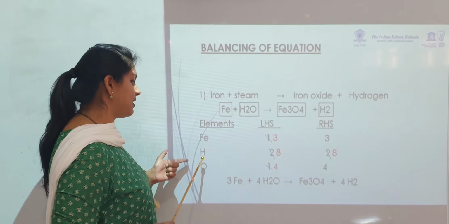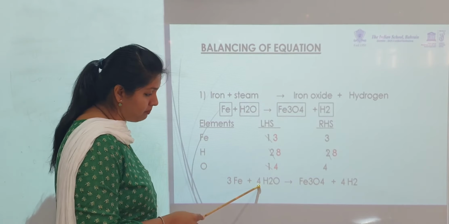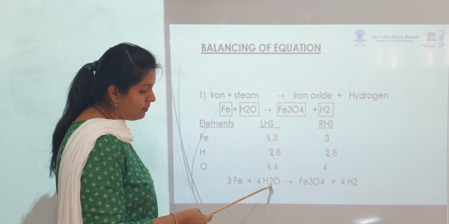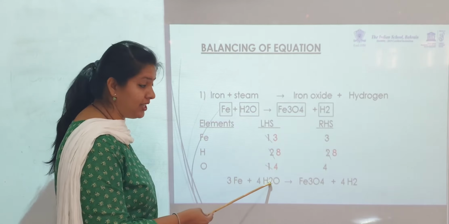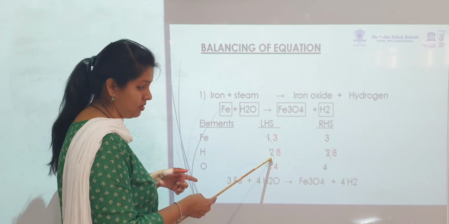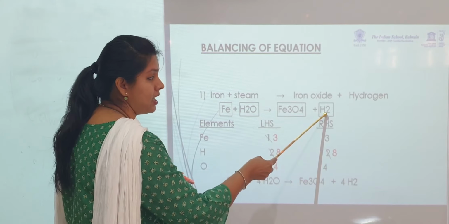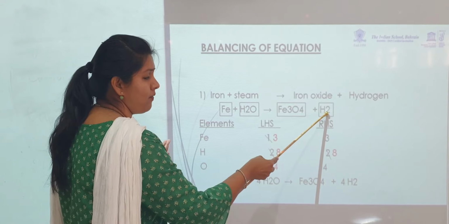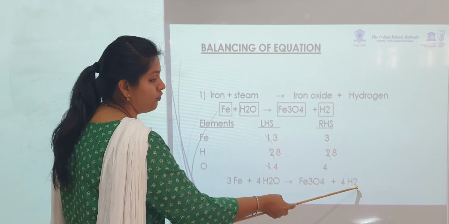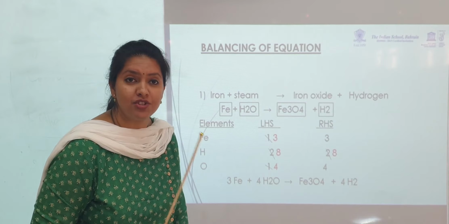The last element that is remaining is hydrogen. Now when I wrote a 4 here children, my hydrogen becomes 4 into 2, 8. When I've got numbers like this diagonally, you have to multiply them. So hydrogen over here on the left hand side becomes 8. So now I have to go to the right hand side and make this 8. How do I make this 2, 8? Only one option available. I put a 4 here. So this becomes 4 into 2, 8. So on the left hand side as well as right hand side, my hydrogen gets balanced.